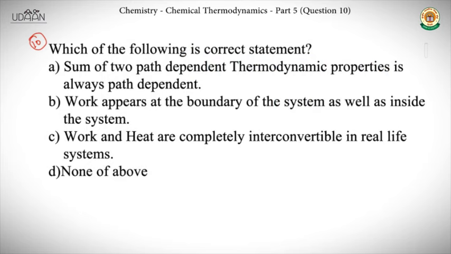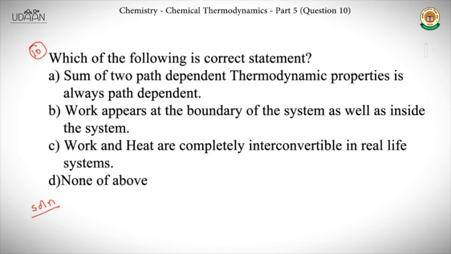Now in the 10th question you can see a set of statements. A. Sum of two path dependent thermodynamic properties is always path dependent. B. Work appears at the boundary of the system as well as inside the system. C. Work and heat are completely interconvertible in real life systems. And D. None of the above. You have to say which of the following statements are correct. This is a totally theoretical question, so we'll verify each and every option.